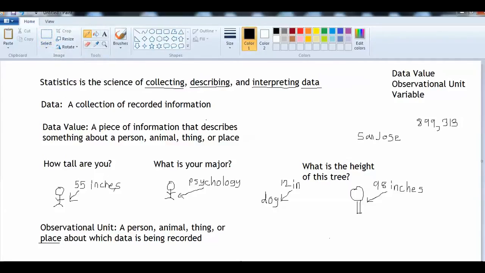Let's start a new page. Well, first I wanted to say that if you're collecting data from a person, then you actually use a more specific word than observational unit.